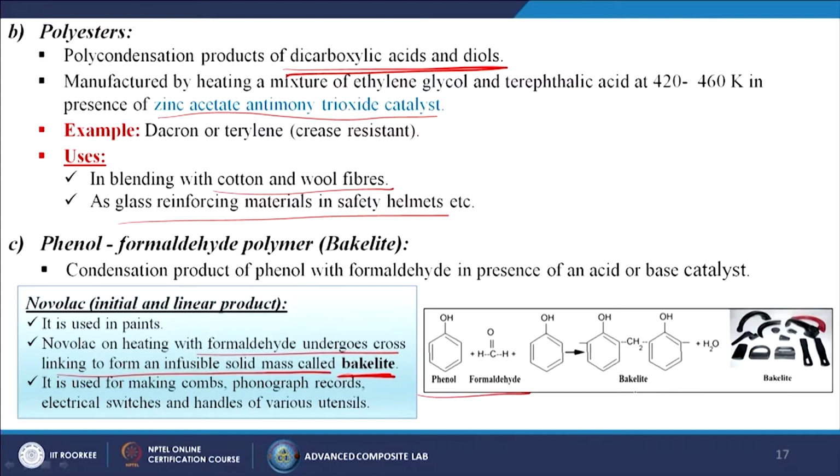So, how do we make it? We take phenol and formaldehyde, and by condensation we make Bakelite, with water coming as a byproduct. Here we can see several examples of Bakelite products. Next, we are going to discuss copolymerization.